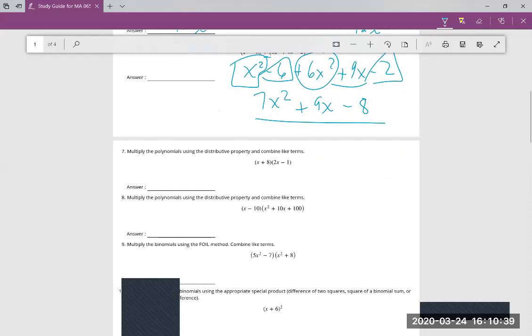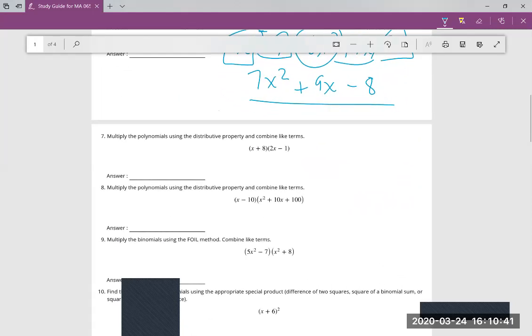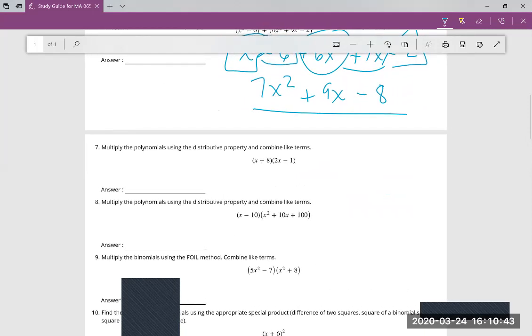All right, now we're into where we learned about FOILing. We're going to multiply the polynomials using the distributive property. Also, you can FOIL. So first off, I'm going to take x times 2x, and that's 2x squared. And then x times -1 is negative x. 8 times 2x is plus 16x. 8 times -1 is minus 8. So then you'll combine these like terms here in the middle, and you'll have your answer.